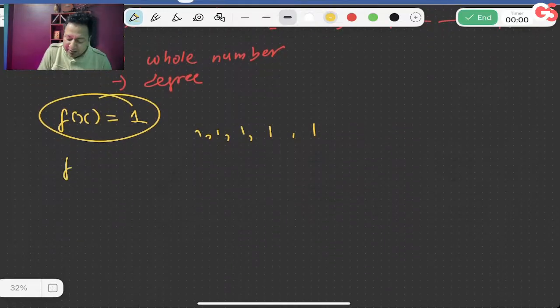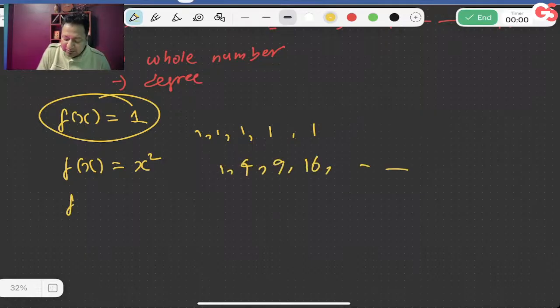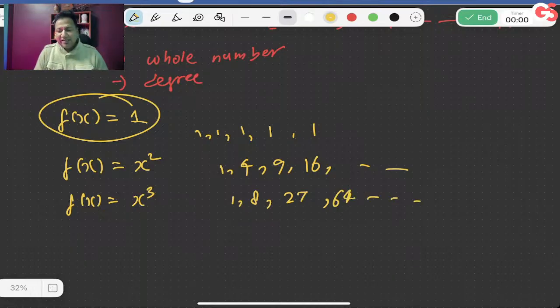What if I take the simplest polynomial of degree 2, which will be x square. If I put x as 1, 2, 3, 4, and so on, I'll get 1, 4, 9, 16, and so on, right? If I take the simplest cubic polynomial, x cube, I'll get 1, 8, 27, 64, and so on. Obviously, I can have x squared plus 3x and all that stuff, but I'm just taking the simplest possible polynomial of different degrees.